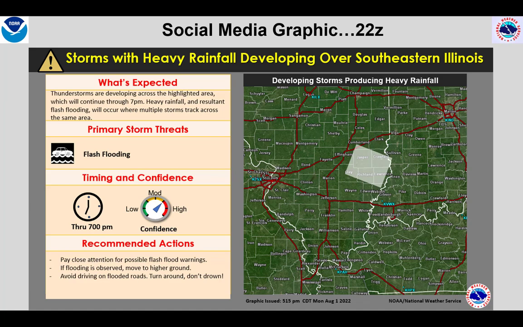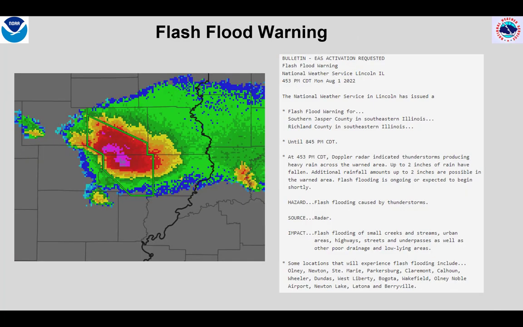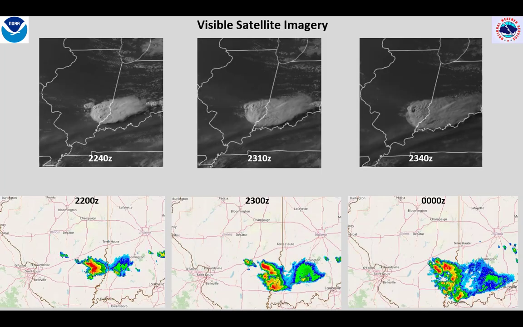This graphic covers the period through 7 p.m. local, or 0Z. At about the same time, a flash flood warning is issued for my target area of Jasper and Richland counties, with up to 4 inches of rain expected, exceeding flash flood guidance. Here we see visible satellite and radar images through 0Z.